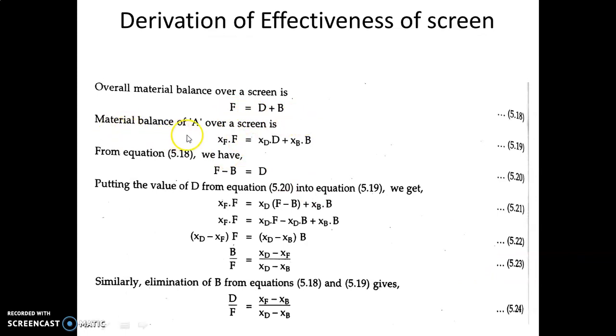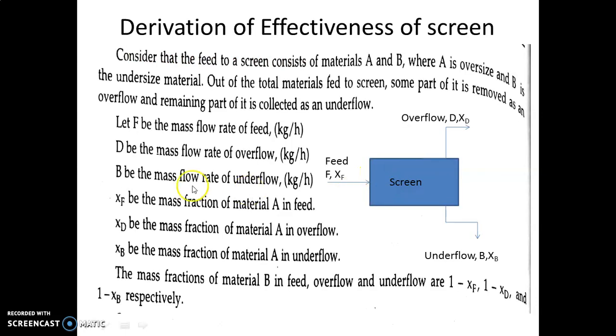Similarly, the material balance for A over the screen. That means we have to use the material balance of oversized material. How much material is present as oversize in the feed, that is XF.